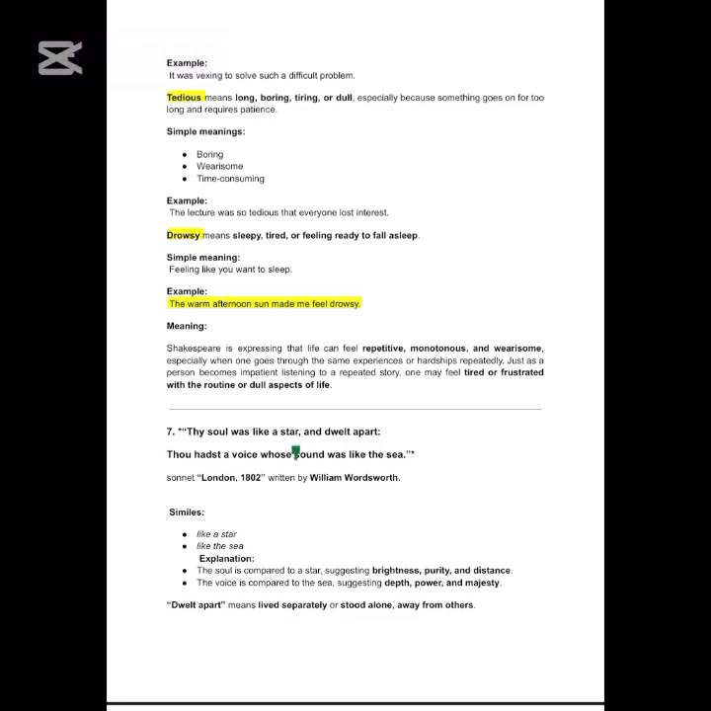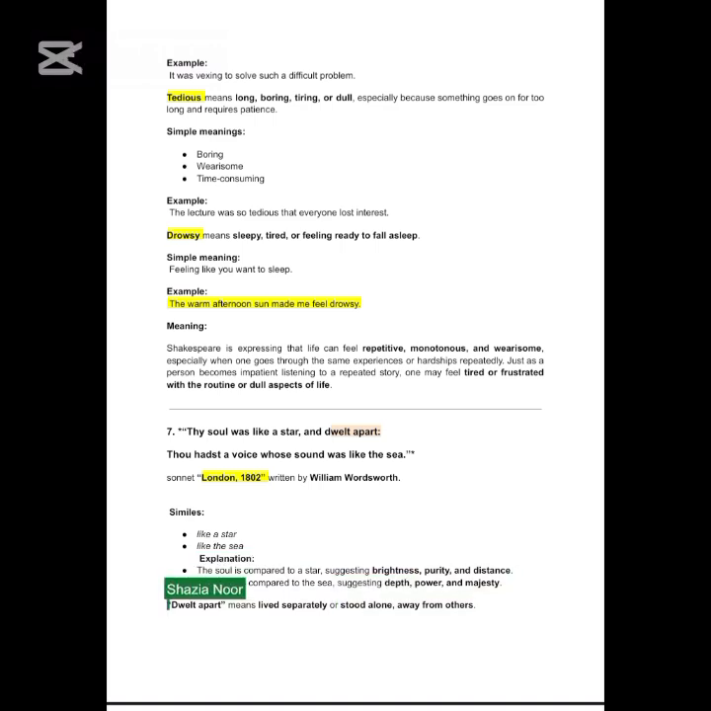So, the seventh example: Thy soul was like a star and dwelt apart. Thou hadst a voice whose sound was like the sea. These lines are taken from the sonnet London, written by William Wordsworth in 1802. The similes used here are "like a star" and "like the sea." The soul is compared to a star, suggesting brightness, purity, and distance. And the voice is compared to the sea, suggesting depth, power, and majesty. Dwelt apart here means lived separately or stood alone, away from others.